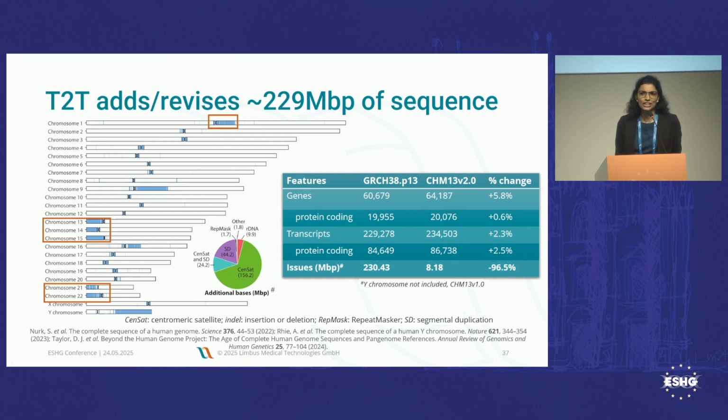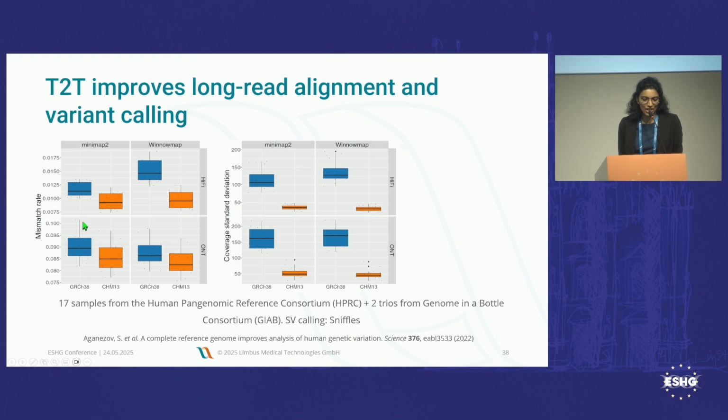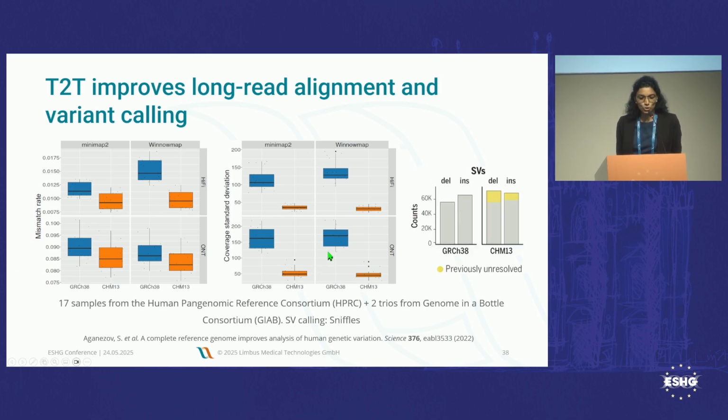So how does this affect variant calling for us? If we consider long-read sequencing, we can see here that the mismatch rate has reduced, which is represented in orange for T2T, and blue is hg38. We can see a reduction irrespective of the technology you choose, that is PacBio or Oxford Nanopore. We also see that the coverage standard deviation has highly reduced, as a result of which the reads are more homogeneous in coverage and there is less noise. As a result, structural variant calling is better, and you can also see some previously unresolved regions. Here you also see that the deletion insertion balance is much better compared to that of hg38.